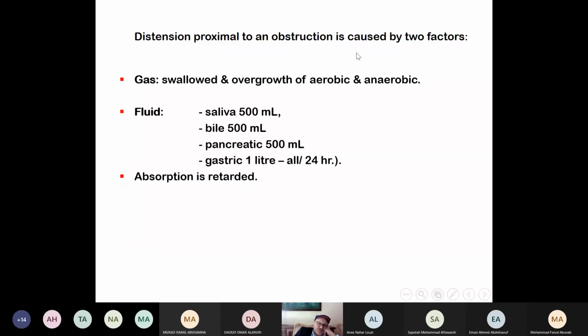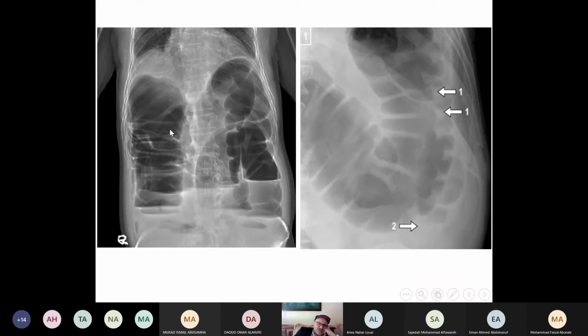And this accumulation of gas and the fluid is the source for what you hear about air fluid levels in obstruction. Proximally, there is accumulation of the gas and the fluid, and this gives the air fluid level appearance on upright film. And this causes the distension that you see clinically and you see on recumbent or lying plain abdomen.